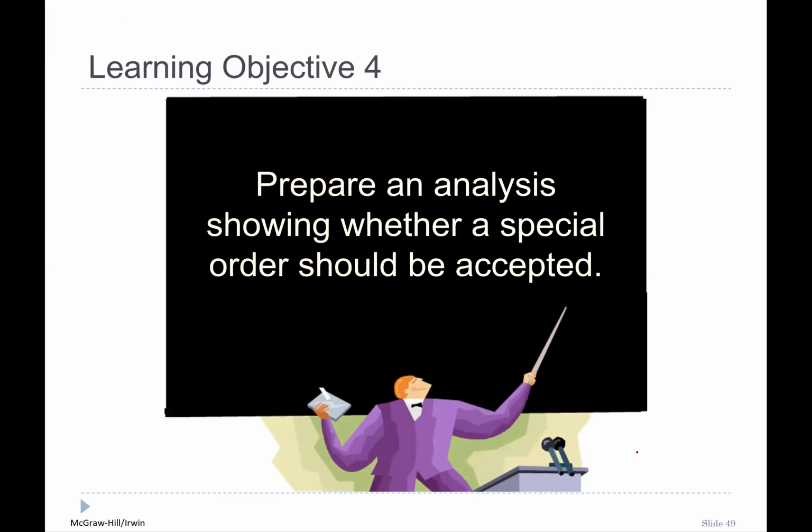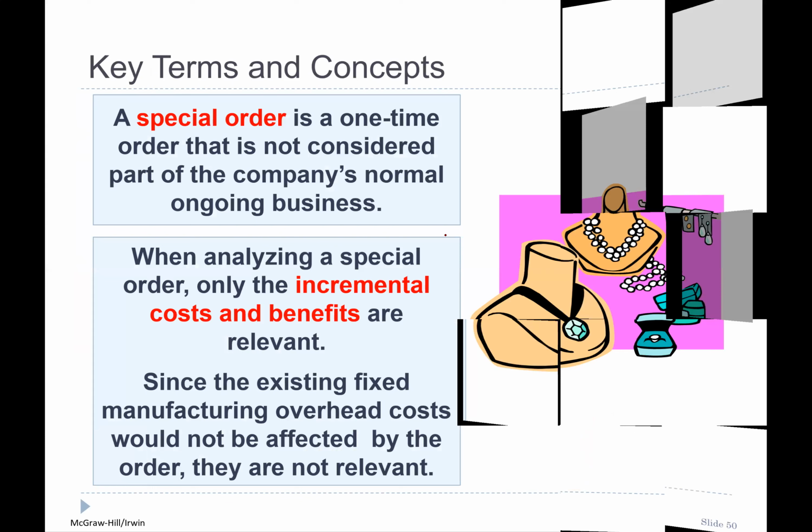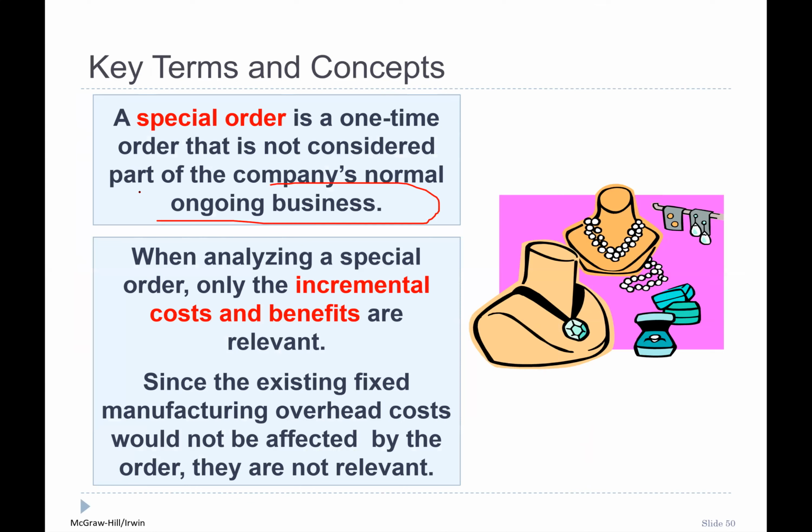Now our last learning objective is to prepare an analysis showing whether a special order should be accepted or not. What is a special order? A special order is a one-time order which does not affect your normal business practice. Remember this one, it's a special order, which is just a one-time order, and it does not affect your existing fixed costs, existing rent or anything else, right? So when analyzing a special order, only the incremental cost and benefits should be relevant. That's it. All others become irrelevant.